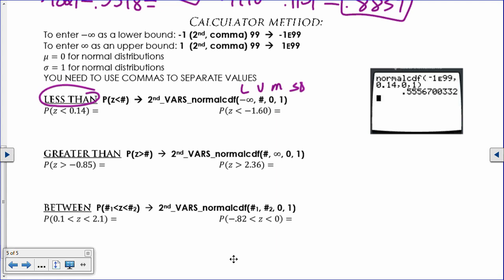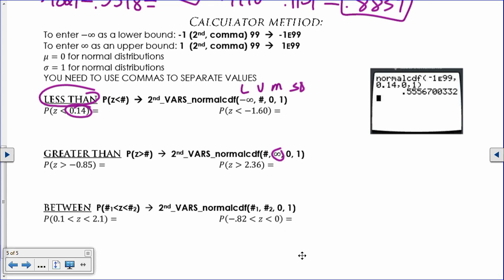So the lower bound is already set. The upper bound is whatever number they give you. Those of you who have the TI-84 are in a much better situation because they already have the lower and upper bound set. It's just this number that they give you that is the upper bound if they say less than. If it's a greater than, the infinity, 1E99, is the upper bound, and if it's between, you don't have to use infinities. You just enter the smaller number, the second number, and then 0, 1. So that's how you can use your calculator.